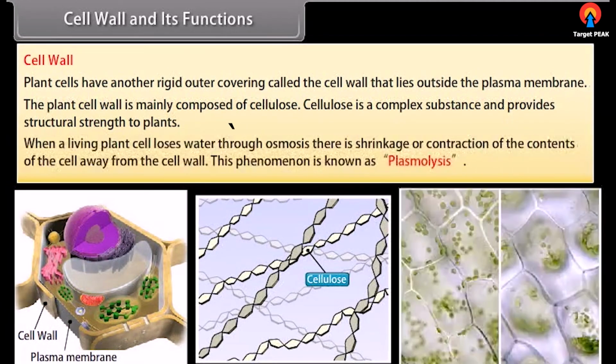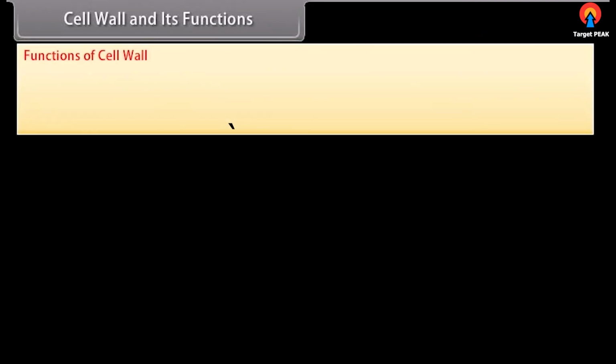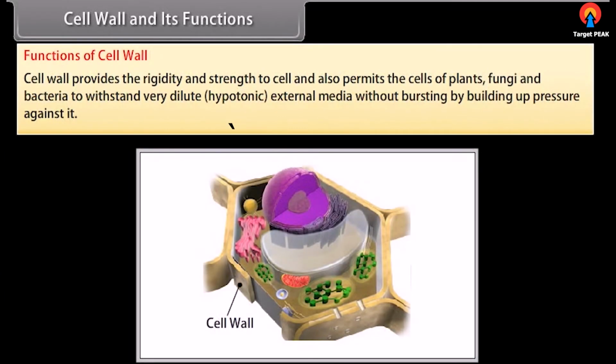When a living plant cell loses water through osmosis, there is shrinkage or contraction of the contents of the cell away from the cell wall. This phenomenon is known as plasmolysis. Functions of cell wall. Cell wall provides the rigidity and strength to the cell and also permits the cells of plants, fungi, and bacteria to withstand very dilute hypotonic external media without bursting by building up pressure against it.